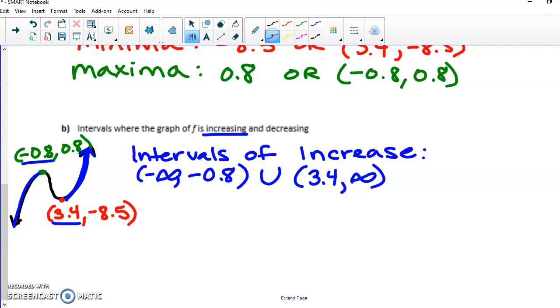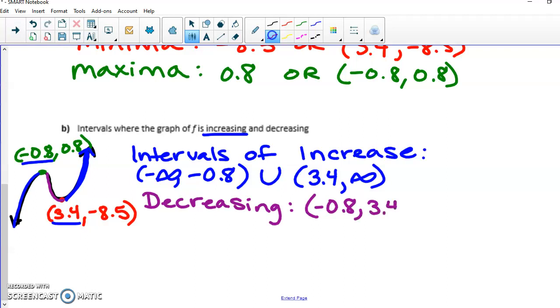Now let's look at decrease. For decrease, our y values are decreasing as our x values increase at this part here that I've sketched over in purple. So we see that interval, we've got the decrease, or our graph is decreasing when our x's are between the values of approximately negative 8/10 and 3 4/10.